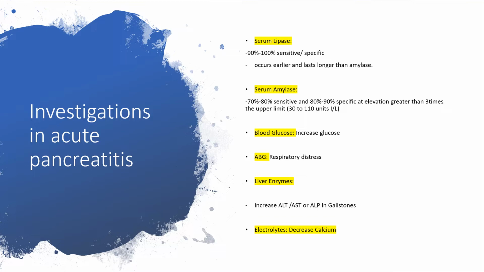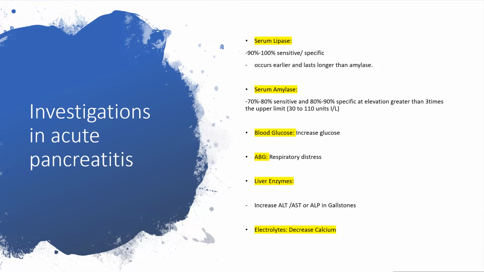So serum lipase should be about 90 to 100% sensitive and specific. It occurs earlier in the injury and lasts longer than amylase. Serum amylase, on the other hand, is about 80% sensitive and 90% specific if the elevation is greater than 3 times the upper limit. The normal level of amylase is 30 to 110 international units per liter.